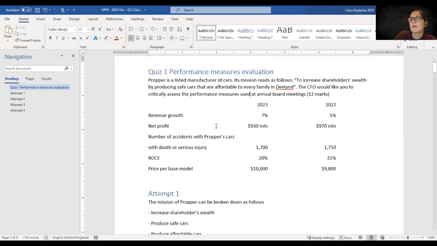So we have a question that is: critically assess performance measures used at annual board meeting. What is important? Performance measures. So this means that we are not going to talk about other aspects of reporting. And coming back to the analogy that I gave you last time, performance measures means that we need to talk about John, Clark, Sylvia individually, and not about how balanced the team is. So no other aspect of reporting. And these are performance measures used at annual board meetings.